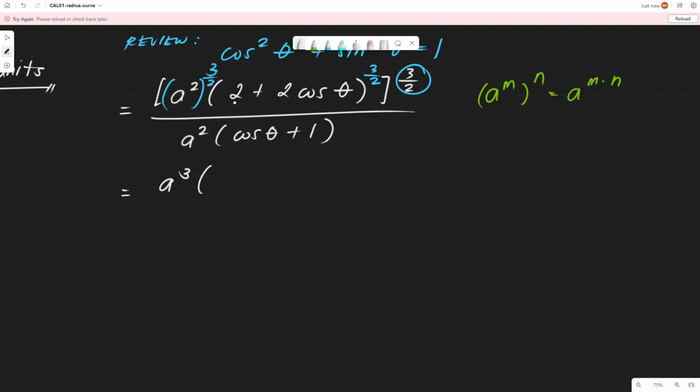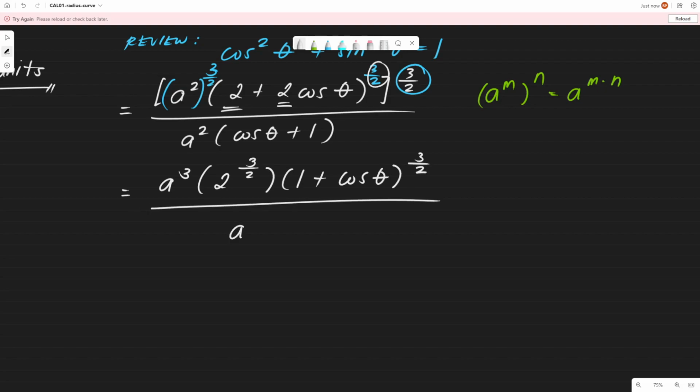we have common yung 2 natin dito. So we can factor it out, but we need to include one exponent. No? I mean, kokopihin natin exponent natin upon factoring out. So we have 2 raised to 3 over 2. Okay? Then we have 1 plus cosine theta raised to 3 over 2. Okay? So all over a squared times cosine theta plus 1.